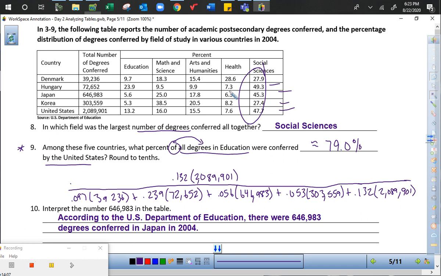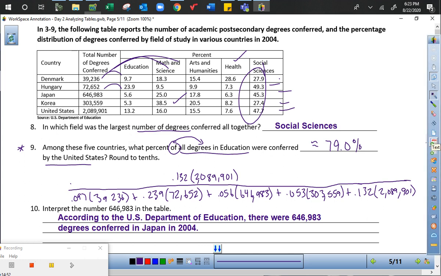So Denmark, the biggest is in health actually, but not by a whole lot. In Hungary, biggest is in social science. In Japan, biggest is in social science. In Korea, math and science wins out a little bit. United States, social science. Okay, so it's overwhelming that social science does more than the other fields of studies. We don't actually have to do the math for that. In order to do the math for that, we would have to multiply each of these cells to analyze the total in the different fields, and it wouldn't be a lot of fun.